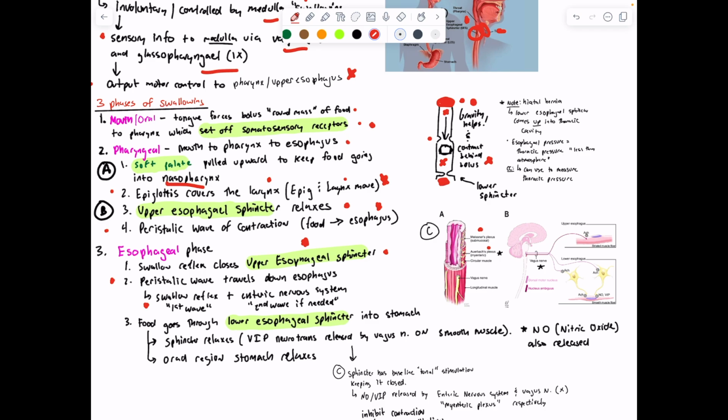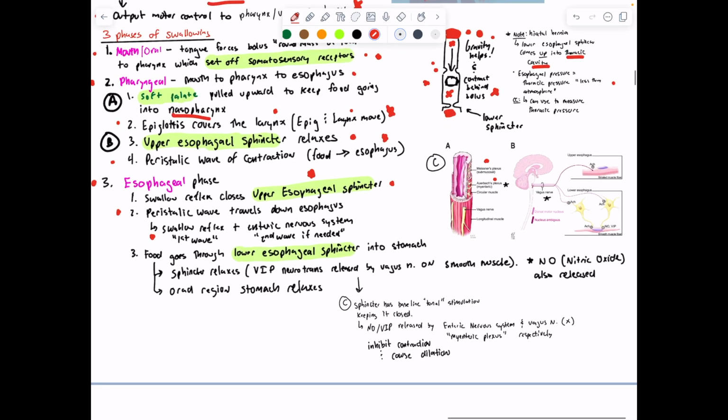The pressure here is supposed to be at equilibrium with the pressure in the thoracic cavity, so it's less than atmosphere. And so you have the force of gravity pulling downwards, you have this peristaltic contraction behind the bolus, and then you also have a lower pressure inside of the esophagus than further up. And so all these things are helping pull the bolus of food to the stomach. All right, and so then finally the food goes through the lower esophageal sphincter into the stomach. The sphincter there relaxes.